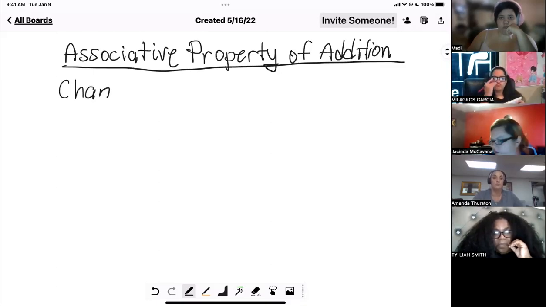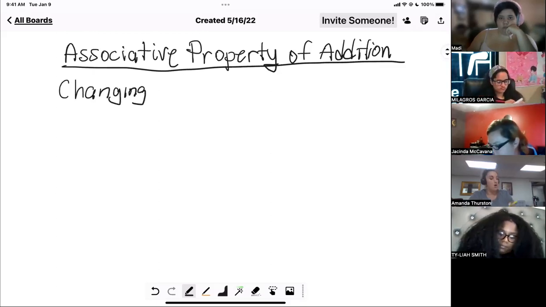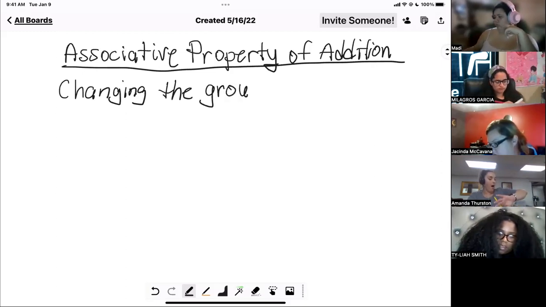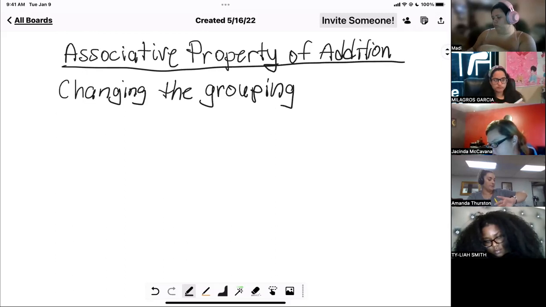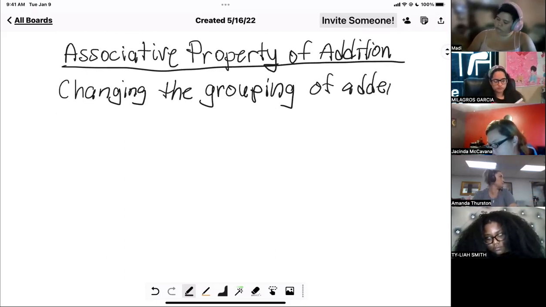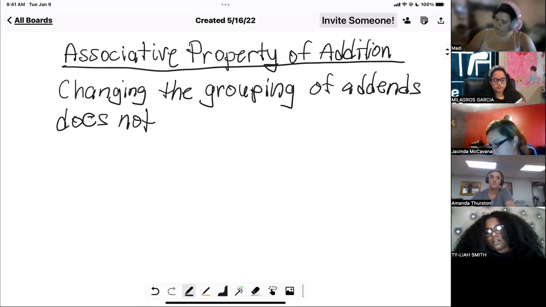Changing the grouping. That's where parentheses come in. Changing the grouping of addends, they're the things that you're adding, does not change their sum.